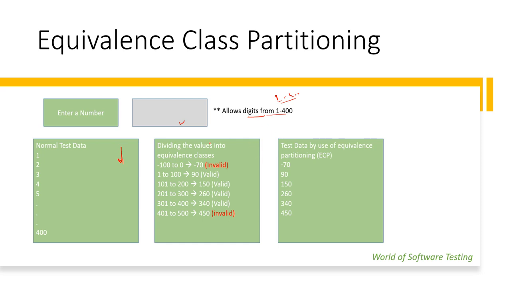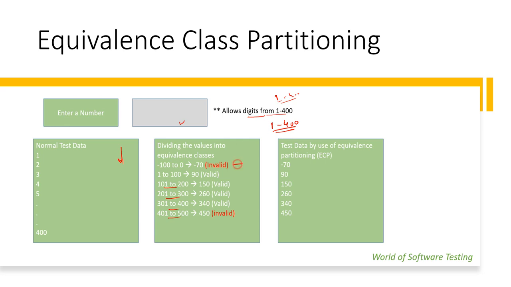We can see we have a range from 1 to 400, right? So here what we have done is create these classes. First from -100 to 0, so this is one class here. From 1 to 100, this is the second class. From 100 to 200, then 201 to 300, then 301 to 400, and then 401 to 500. Whatever classes are outside of this range can be classified as invalid, and whatever comes within this can be classified as valid values.